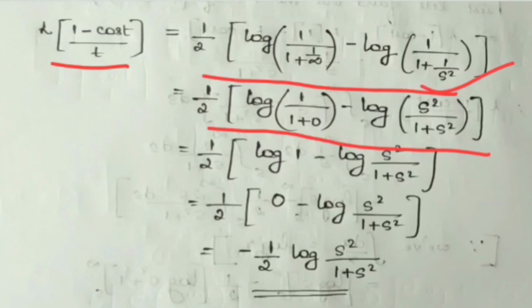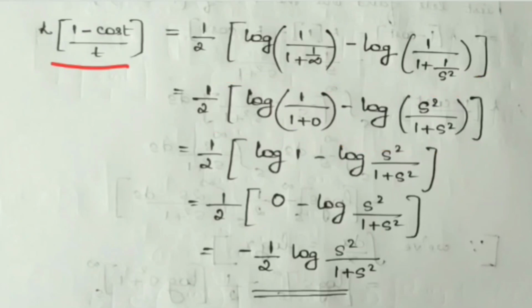Now, we can write this term as s square by (1 plus s square), which is equal to 1 by 2 into log 1 minus log of s square by (1 plus s square), which is equal to 1 by 2 into (log 1 is 0) minus log of s square by (1 plus s square), which is equal to minus 1 by 2 log of s square by (1 plus s square).